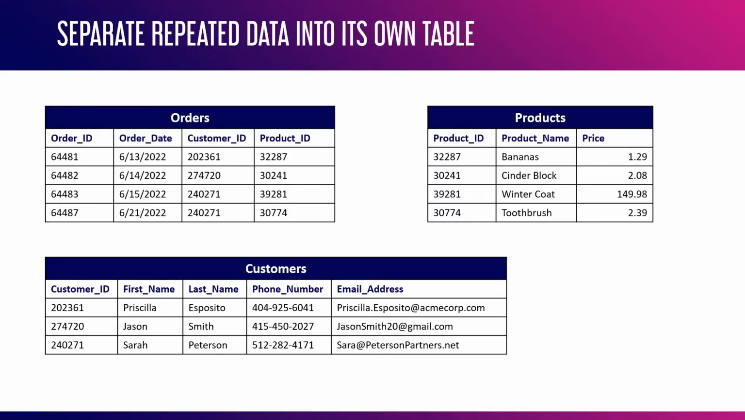We'll do the same thing with the products. Since the same product could be ordered multiple times by multiple customers, we'll create a table of products, each with their own ID number. Every order will have a product ID that corresponds to a product ID in the products table. So when we see an order with product ID 30241, we can look that up in the products table and say 30241 is a cinder block. And now when we need to change the price of an item, we only have to change it in the products table. We don't have to update every single place where that price is listed.